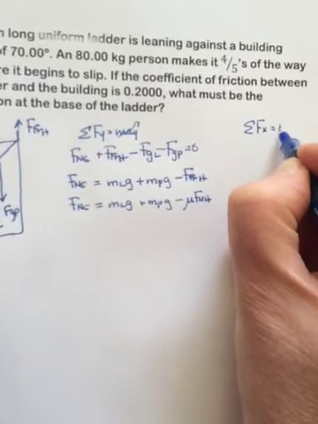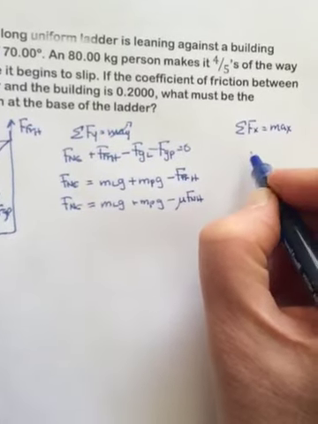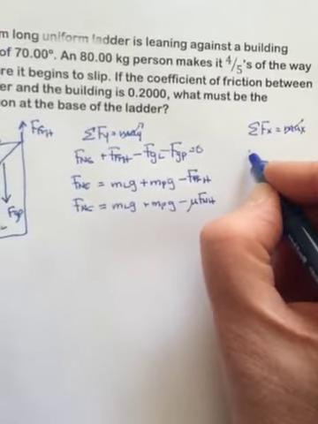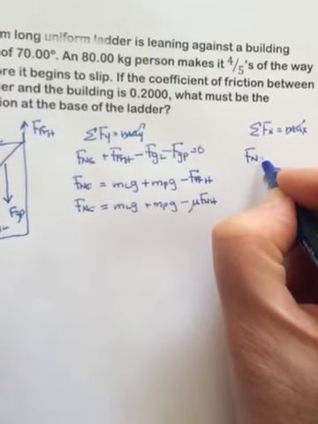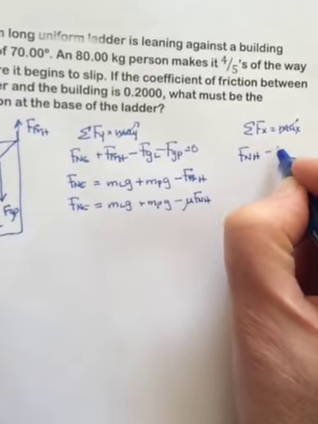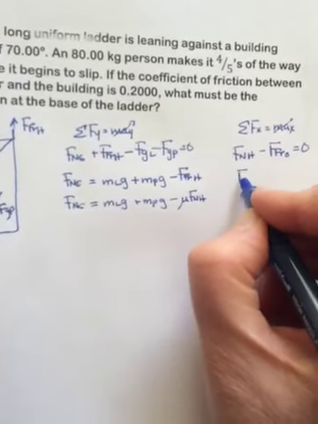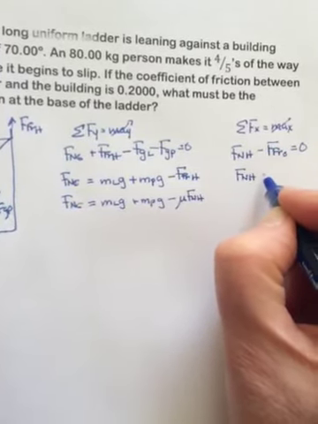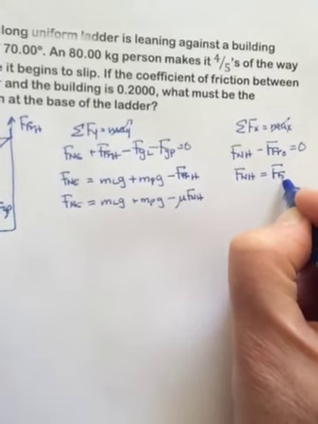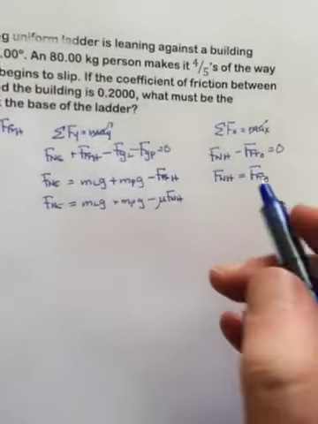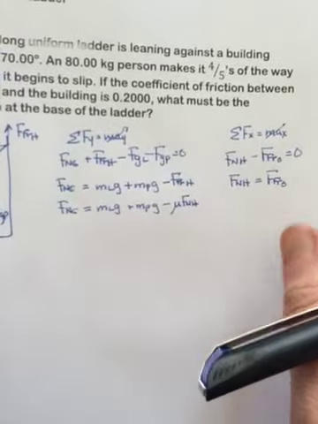Go over to the X direction. Sum of the forces equals m a x. a x is 0. There's only 2 of them. F normal of the house minus F friction on the ground equals 0. So like we found before, F normal of the house equals F friction on the ground. Okay? And I would suggest you halt there.